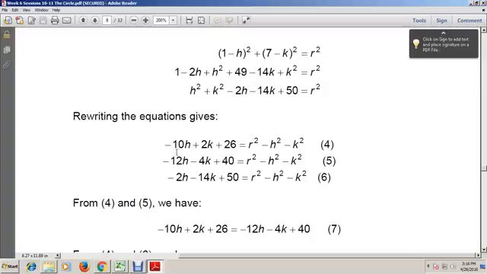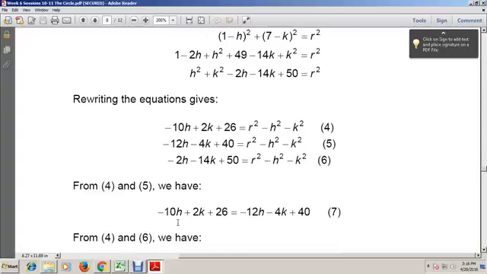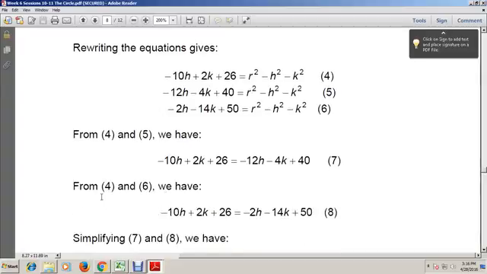This means we could equate either equation 4 to equation 5, equation 4 to equation 6, or equation 5 to equation 6. So what is presented here is we have equated equation 4 and 5. So we have negative 10h plus 2k plus 26 equals negative 12h minus 4k plus 40. This would serve as our equation 7. Then we have equated also equation 4 with 6. So we have this form of the equation, and let us call this equation 8.